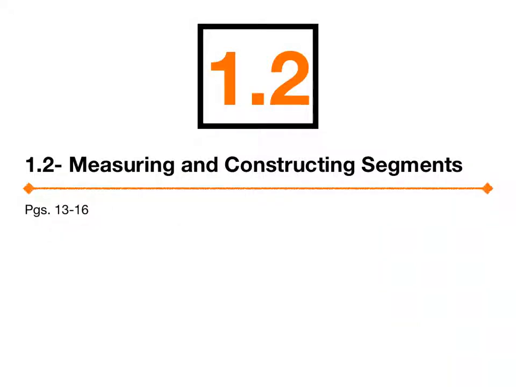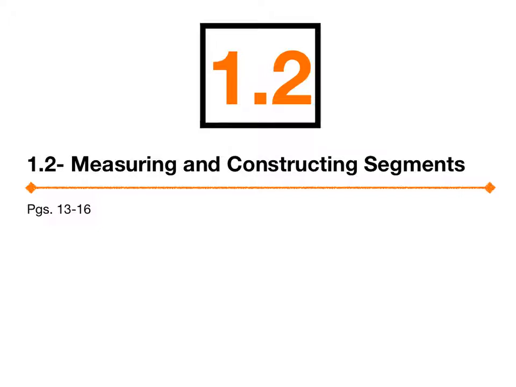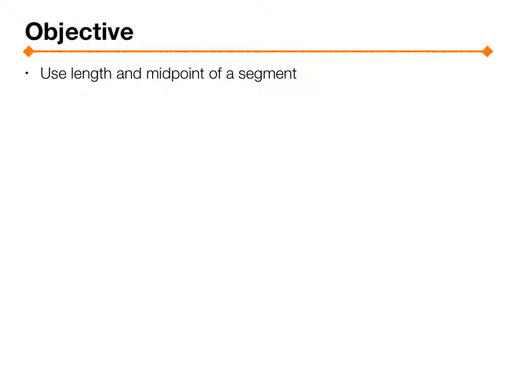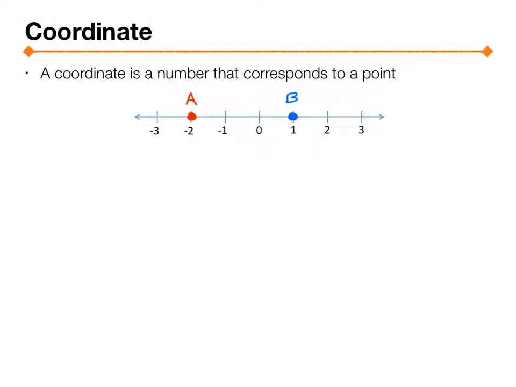1.2 is measuring and constructing segments. We know a segment is a line that has two endpoints. The objective of this lesson is to use length and midpoint of a segment.